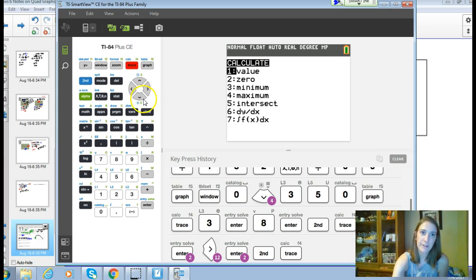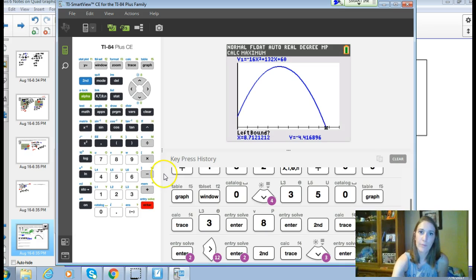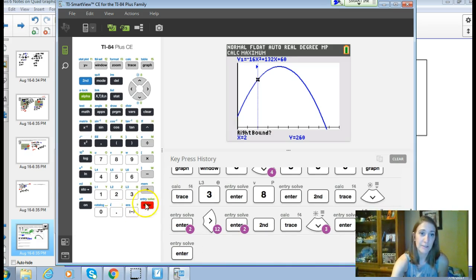So the maximum finder, left bound. Now mine has a bit of a delay, so you either have to drag it over to the left of the maximum, or you could make it hop if you just type in an x value that's clearly to the left. So I'm going to type in 2 because I know that's to the left of the vertex. And then I'm going to type in something clearly to the right. So how about like 6? And your maximum should be between those two domain boundaries.